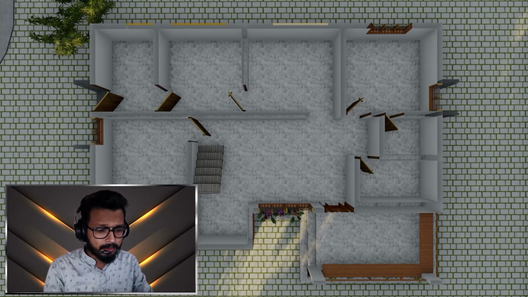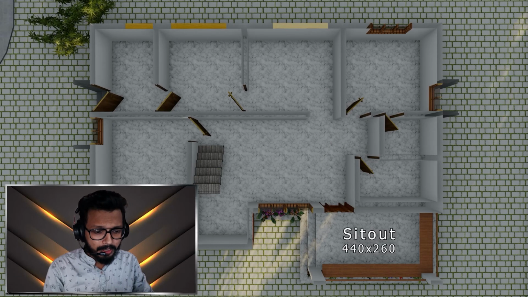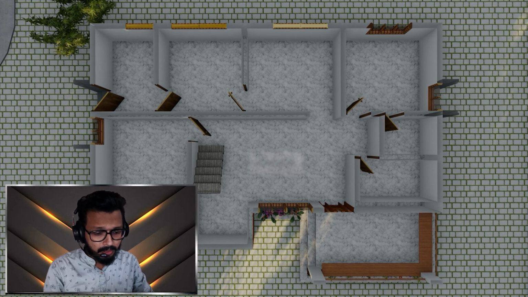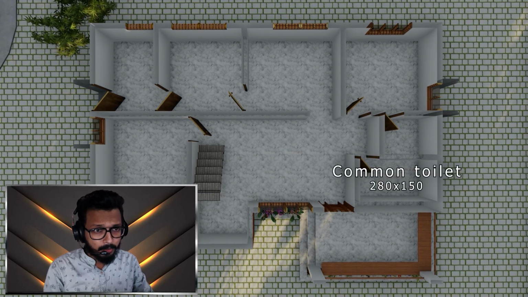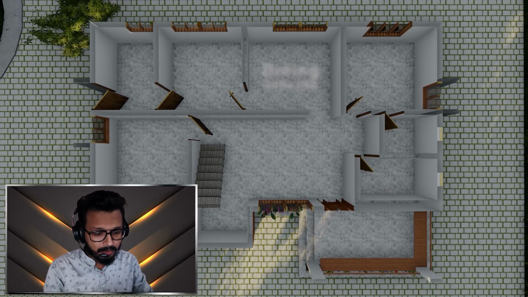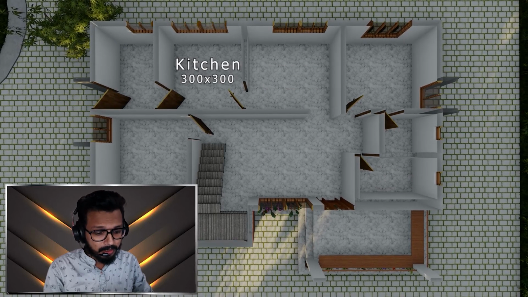First we look into the plan. Sit out is 440 into 260 centimeter. Living is 590 into 330 centimeter. Common toilet is 280 into 150 centimeter. Dining is 340 into 300 centimeter. Kitchen 300 into 300 centimeter.